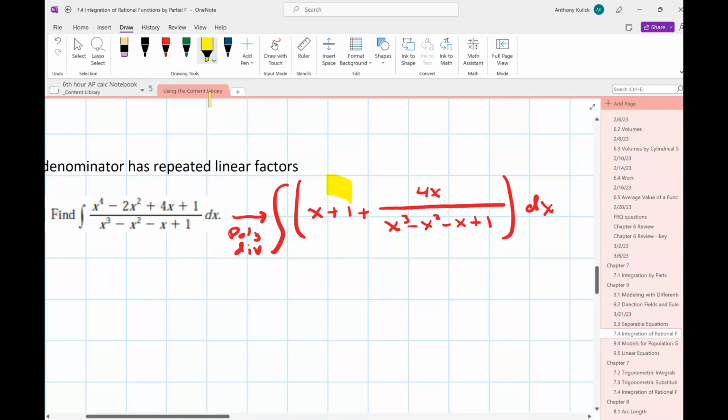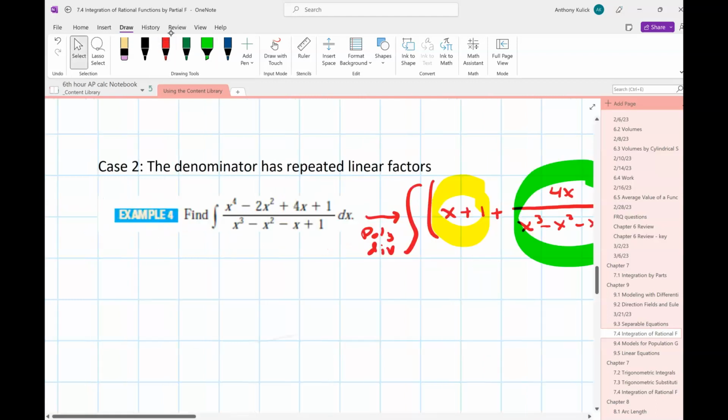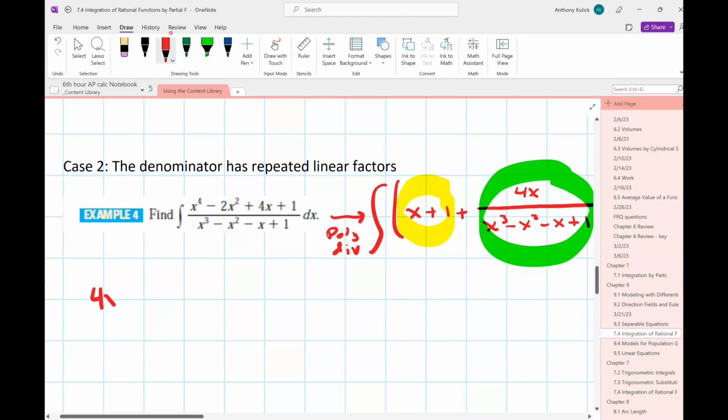So for the time being, I'm going to forget about the x plus 1. That's easy to integrate. We'll just have to remember to put it back in when we get to the integration step. What I need to worry about, though, is doing the partial fraction decomposition for this guy. So how am I going to start? I got to factor that polynomial. How does that factor? How do you factor something that looks like that?